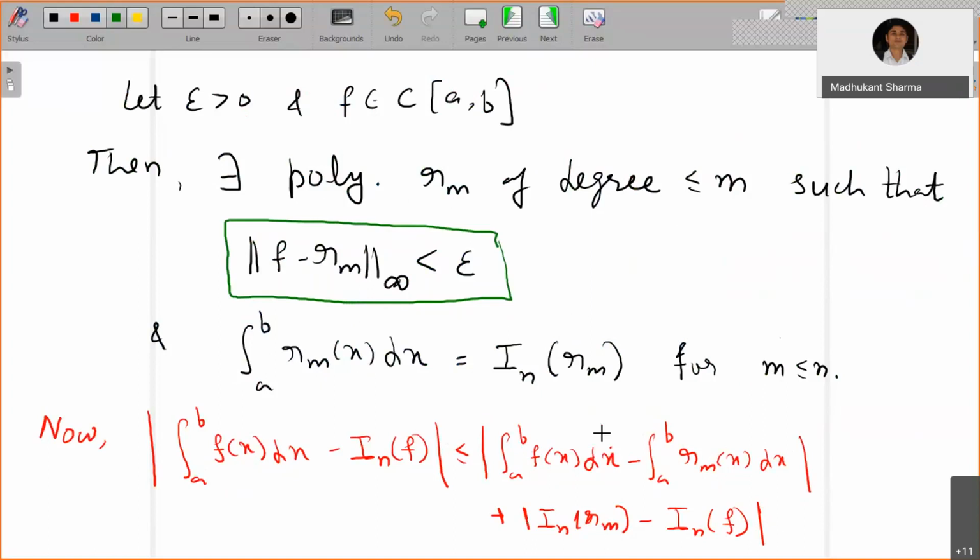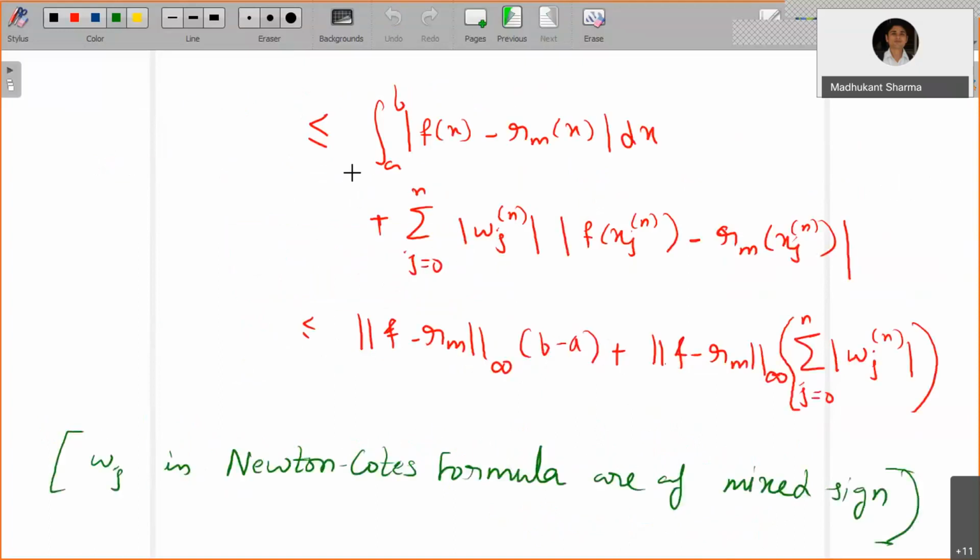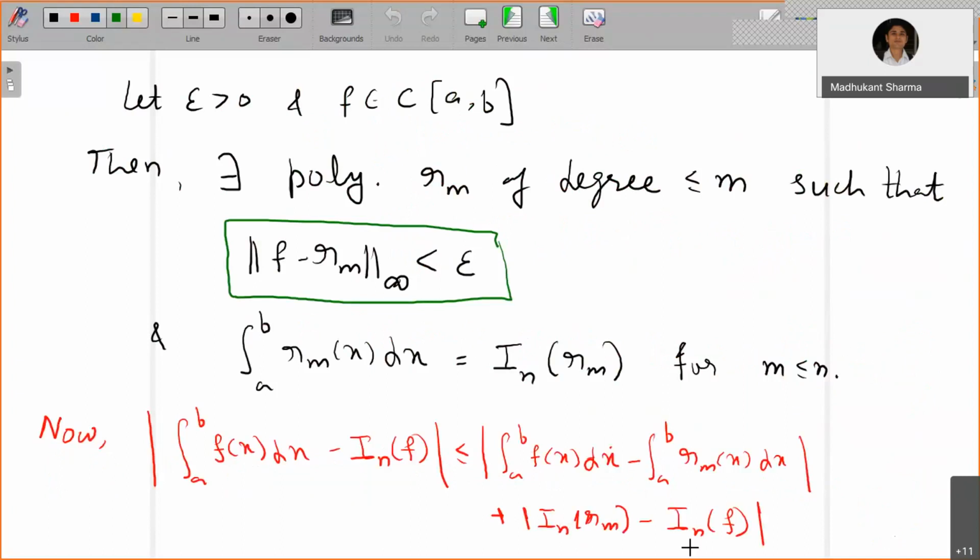Now this can be bounded by the infinity norm of f minus R_m. So we have the integral from a to b of f of x minus R_m of x dx. Then you use the triangle inequality again. You know that the mod of the integral of f dx is less than or equal to the integral of mod f dx, plus this, by the triangle inequality. So it gives less than or equal to this, with the first integral bounded like this, and the second integral term is I_n of R_m minus I_n of f. So I_n of R_m is the summation of w_j R_m of x_j.